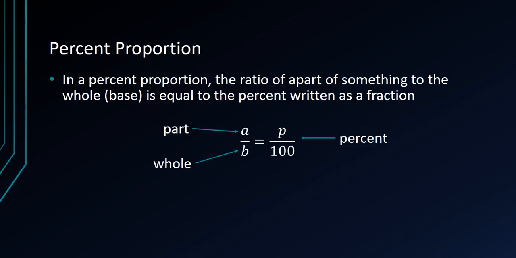The percent proportion. In a percent proportion, the ratio of a part, that's 2 words, of something to the whole base is equal to the percent written as the fraction. So part over whole equals the percent, and we're writing that as a fraction, so it's out of 100. Now usually the whole is followed by the word of, so look for that when you're trying to do these problems.